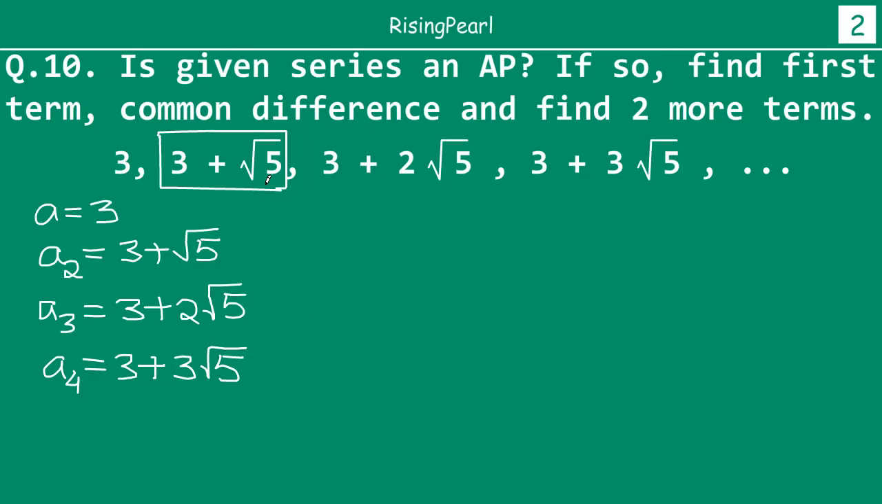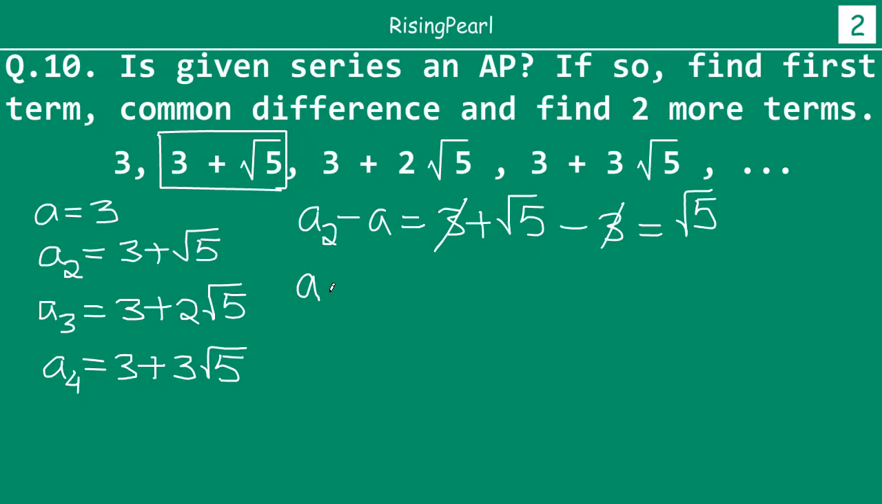So we will approach this question exactly the same way. So we will say let's do A2 minus A1. So I'm taking the second term and subtracting the first term from it. So A2 is 3 plus square root 5, and I'm going to subtract the first term, which is 3. So if I do that, 3 minus 3 will cancel out, and I am left with square root 5. Now I will do A3 minus A2.